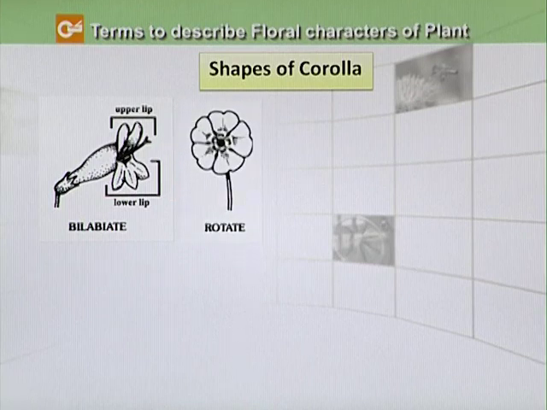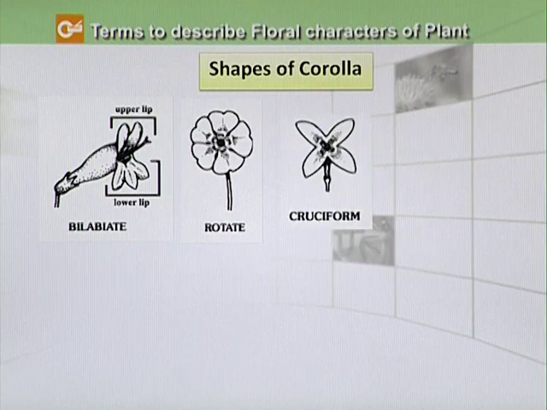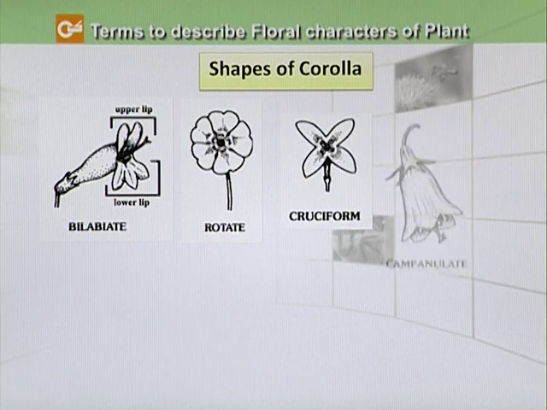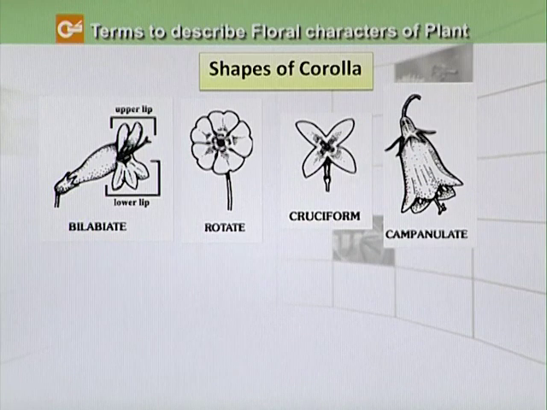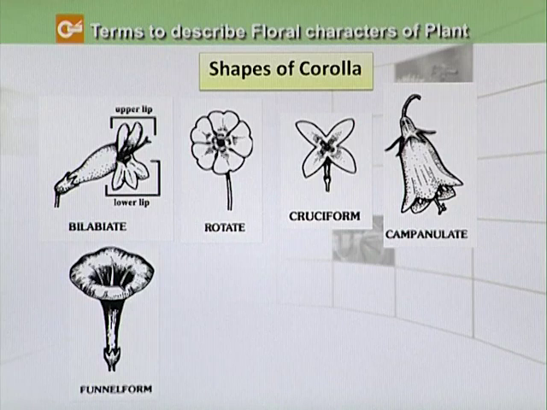And other shape is rotate. Then the third form is cruciform, or it is actually cross shaped. And then there is campanulate type of corolla, जो कि bell shaped corolla है. And then we have funnel form, जो funnel की shape का होता है.